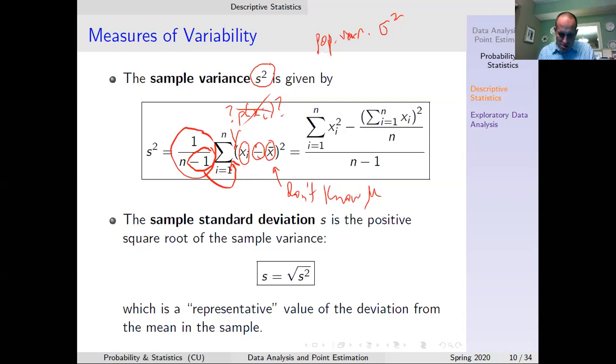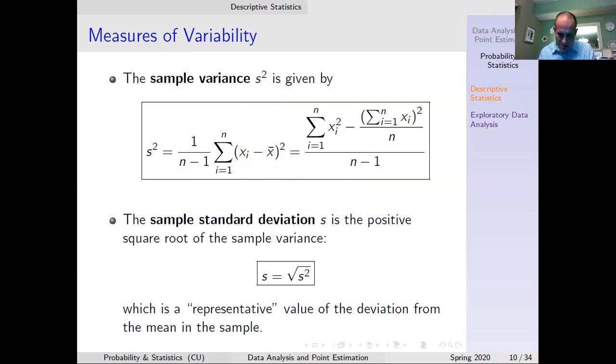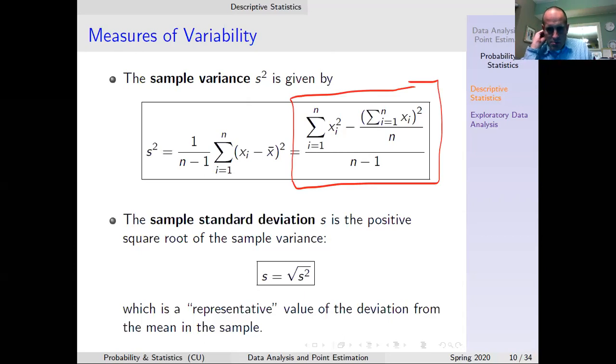And by the way, let me just clear this out because that's looking messy. If you go through and square everything out, you end up getting this little formula right here, okay? Which is generally a little bit easier to compute. All you do is add up the squares of the data values, subtract off the square of the sum of the data values divided by n, and divide everything by n minus 1.